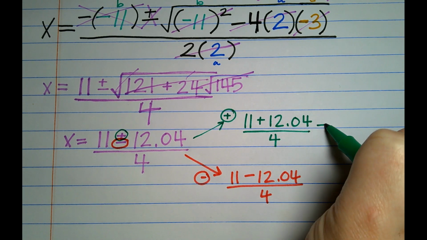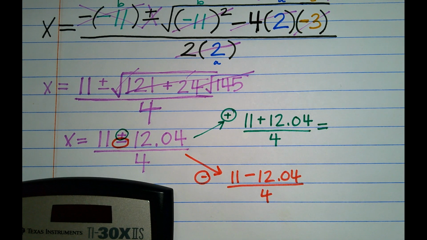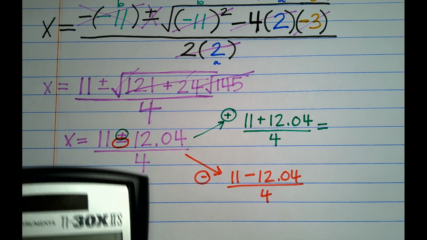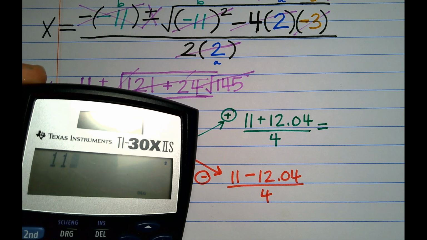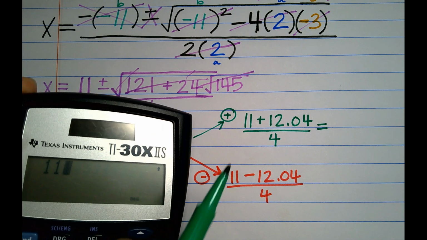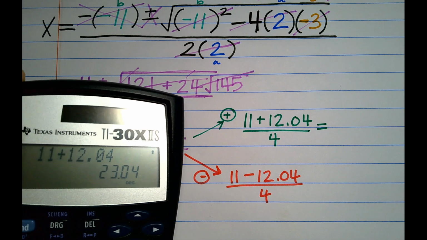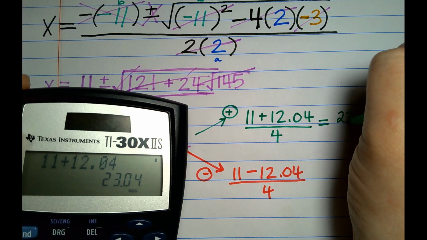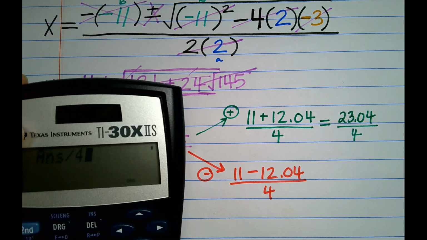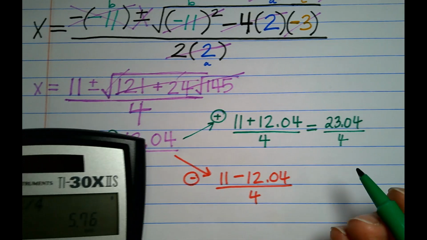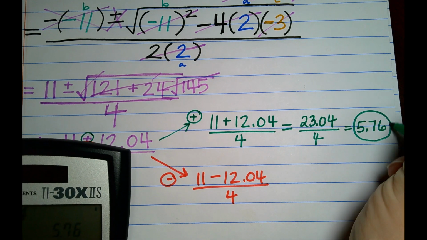So, let's solve the first one. What do I do first? Subtract. Yeah, we need to do what's on top first. 11 plus 12.04. And that is 23.04 divided by 4. 5.76. Yep, 5.76. That's our first answer.